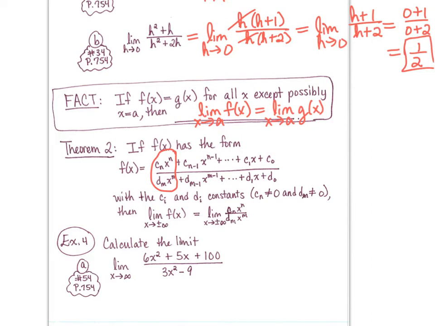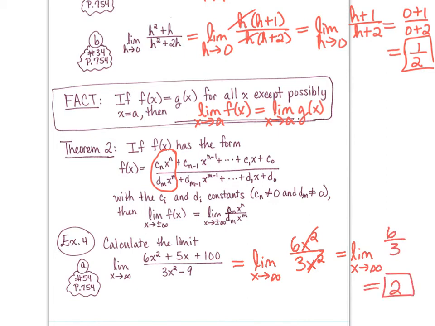So as an example, let's calculate the limit as x approaches infinity of 6x squared plus 5x plus 100 divided by 3x squared minus 9. According to this theorem, we pay attention to the leading coefficient, so we write this is equal to, remember you write the limit until you actually evaluate, the limit as x approaches infinity of 6x squared divided by 3x squared. Your x squareds cancel, so that's the limit as x approaches infinity of 6 over 3, which is in fact equal to 2. There you go. So we've calculated the limit of that function as x approaches infinity.